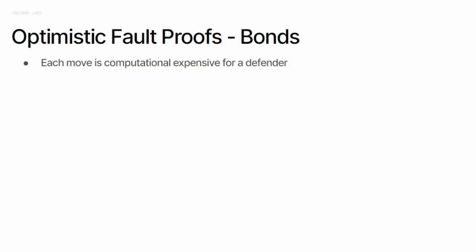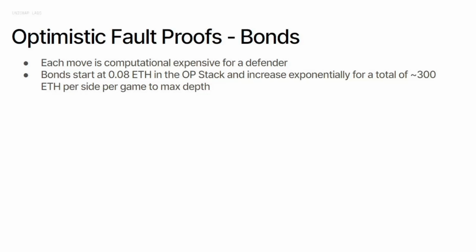When we're making these moves, there's one more component. Because this is very computationally expensive, it costs Ethereum gas, it costs off-chain resources, we want to disincentivize people from attacking. And so we have bonds to do this. For the OP stack, it starts at 0.08 ETH, it goes up to 300 ETH per side. Other rollups use different bonding systems. It's a very interesting area on how to do these bonding systems well. And then whoever wins takes the other side's bonds.